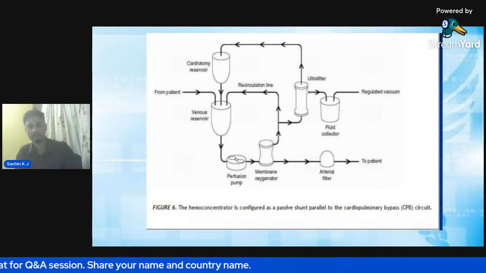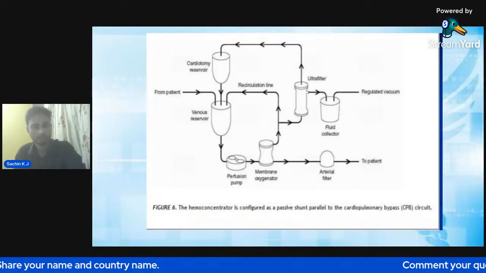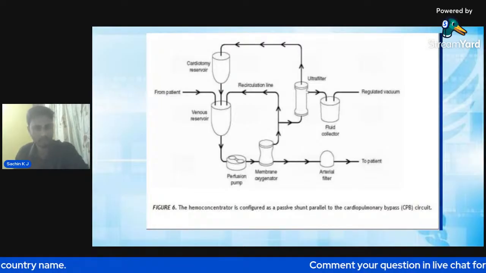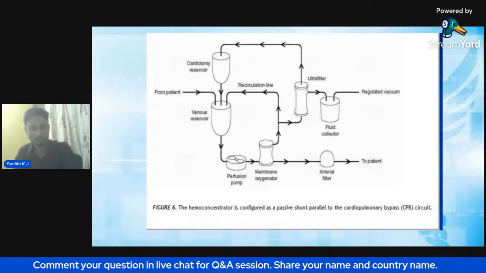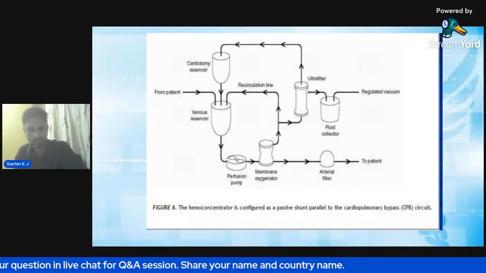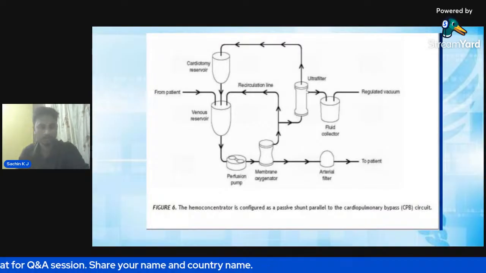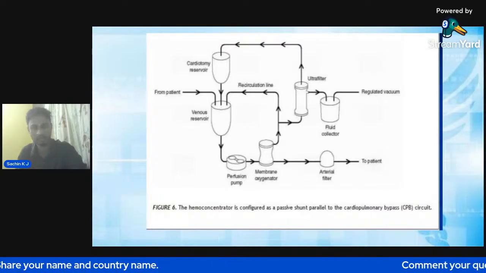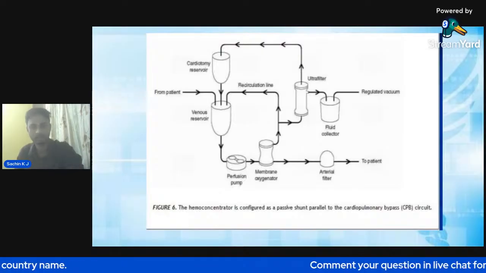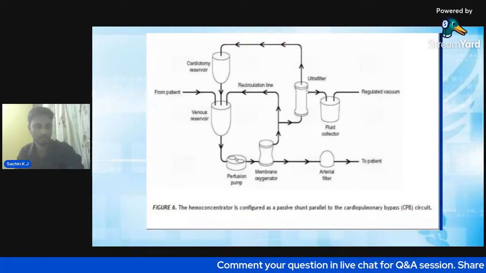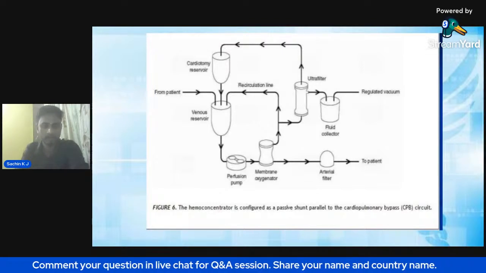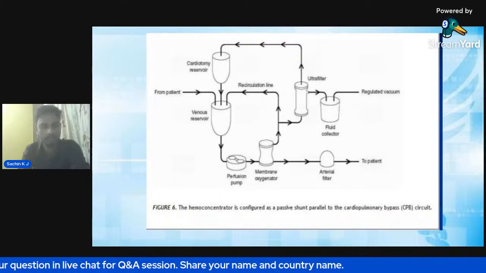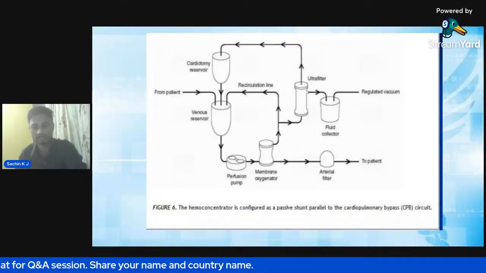Here I'm giving one small circuit diagram. From the patient, venous reservoir blood will come. It is going to the perfusion pump, and after that it is going to the membrane oxygenator. From the membrane oxygenator, on one recirculation line, we are connecting the ultrafiltration. After ultrafiltration, it is again going to the cardiotomy reservoir. Whatever filtration fluid we are collecting goes into the suction jar, the fluid collector.